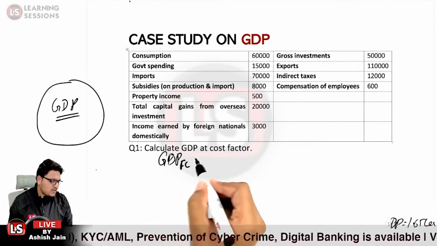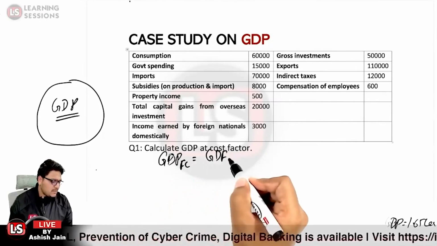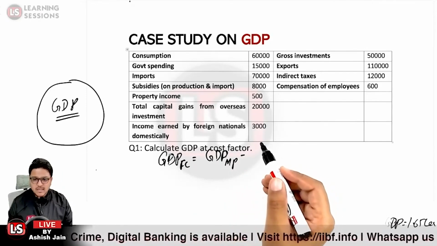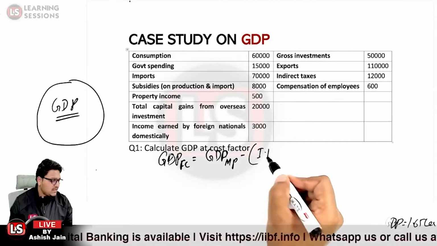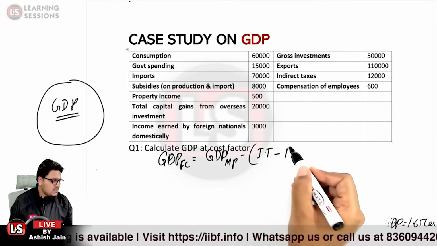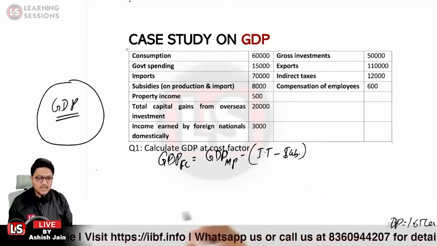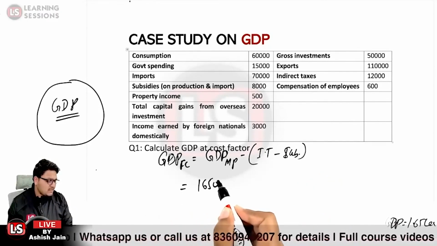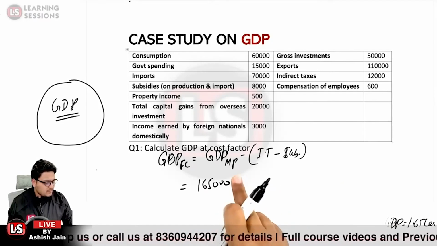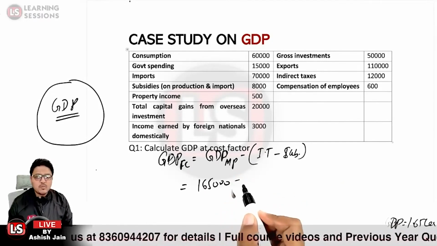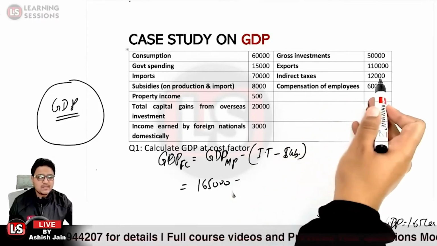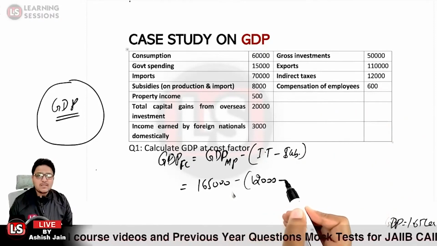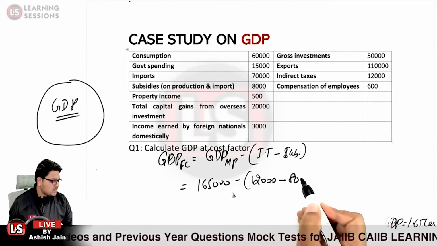So GDP at the factor cost is equal to GDP at the market prices, and we need to subtract the indirect taxes, and further add the subsidies to it. That is the formula related to it. So GDP at market prices we already calculated, that is 1,65,000 crores, and further minus the indirect taxes, which are given over here as 12,000 crores, plus the subsidies, which are mentioned to be 8,000 crores.